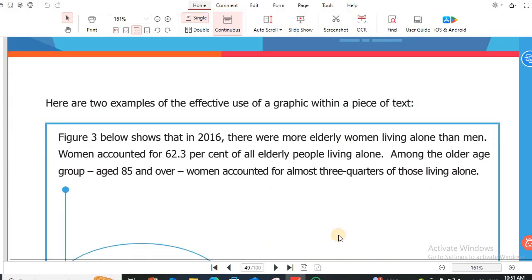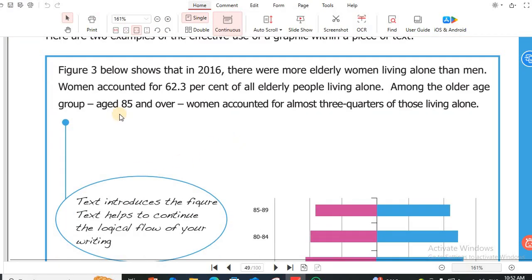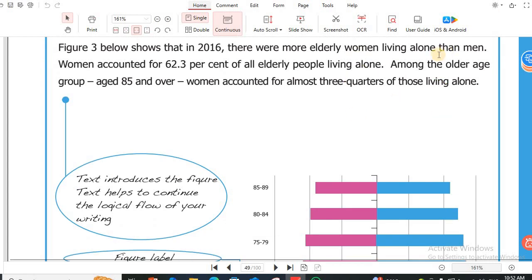Moreover, these are two examples of effective use of graphics within a piece of text. Look at the figure here. It shows that there were more elderly women living alone than men. Look at how comparative language is used here. Women accounted for 62.3% of all elderly people living alone. This figure reduces the text and helps continue the logical flow of your writing.